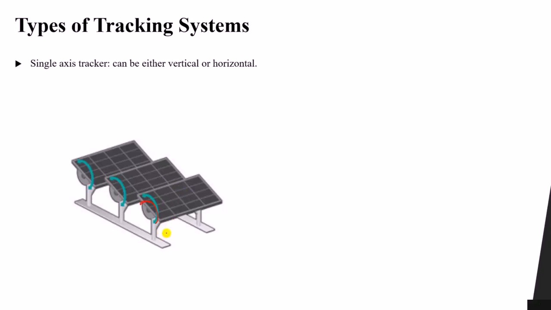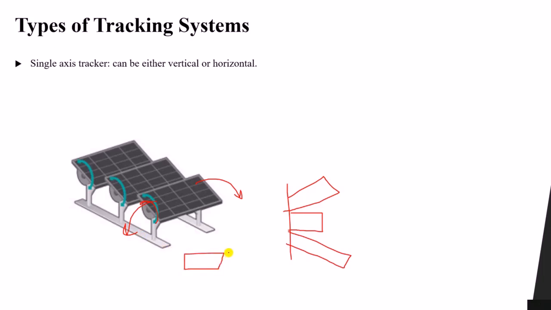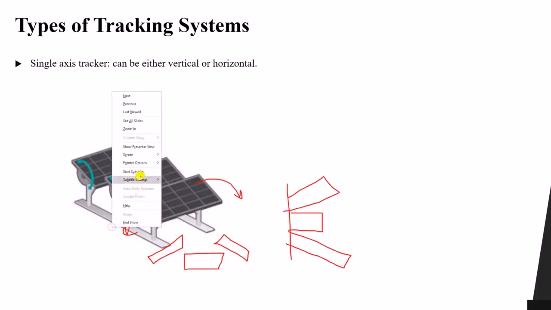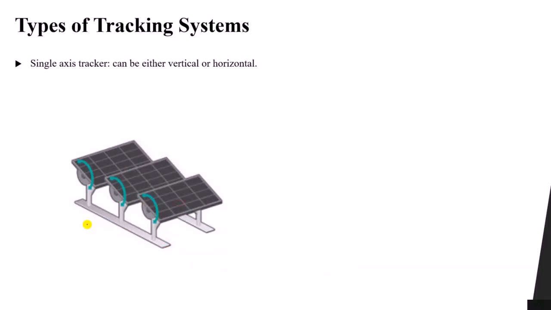So it can be like in this position, or it can be like this, or it can be like this. So it is moving in the vertical axis. The other type is the horizontal, which is moving like this and like this. Sometimes it can be like this, other times it will be like this. You will see a video now which shows these types of tracking systems.